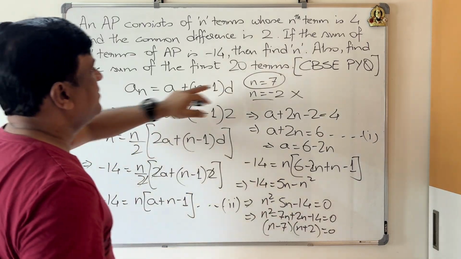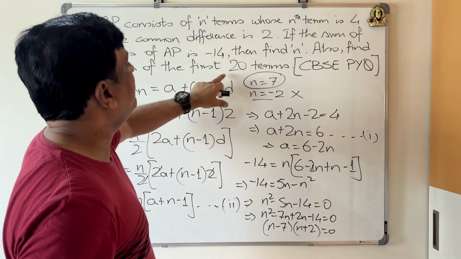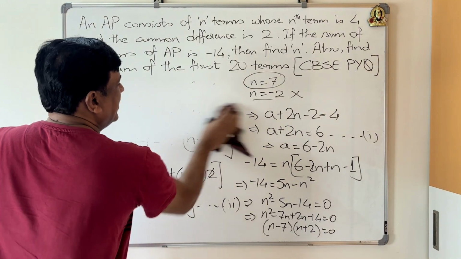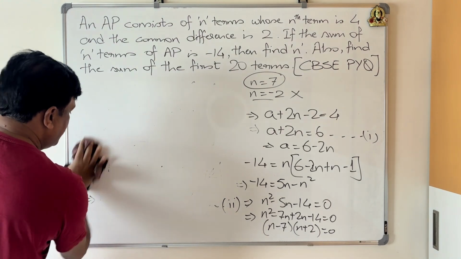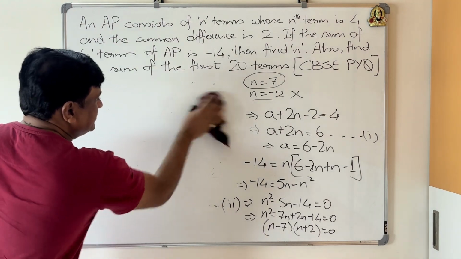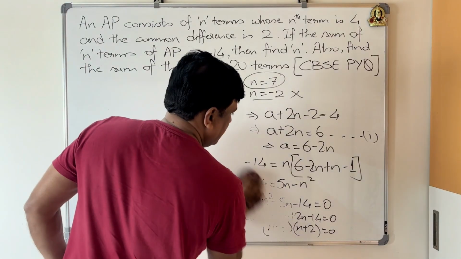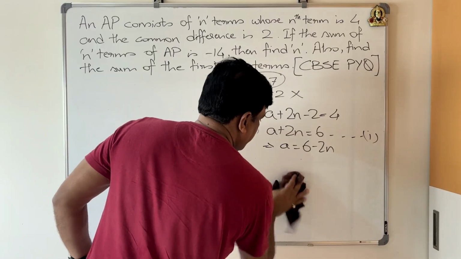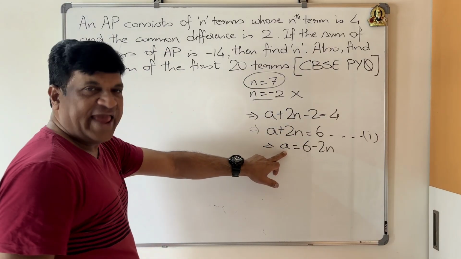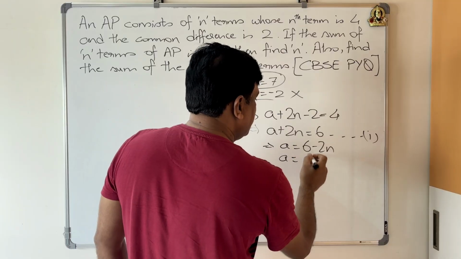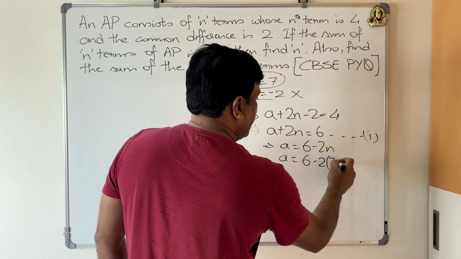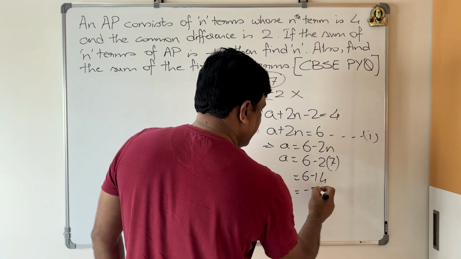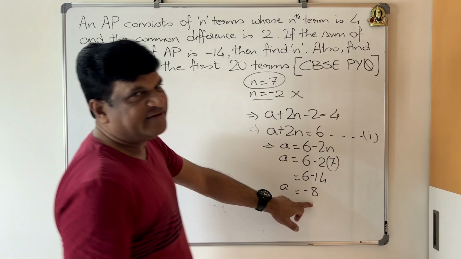Now they are asking us to also find the sum of the first 20 terms. So you have the value of n. Let's go ahead and calculate. Before proceeding further, you would be needing a. Let's go ahead and put a is equal to 6 minus 2 times 7. So it is 14. So 6 minus 14 is minus 8. So a, the first term in the series, is minus 8.